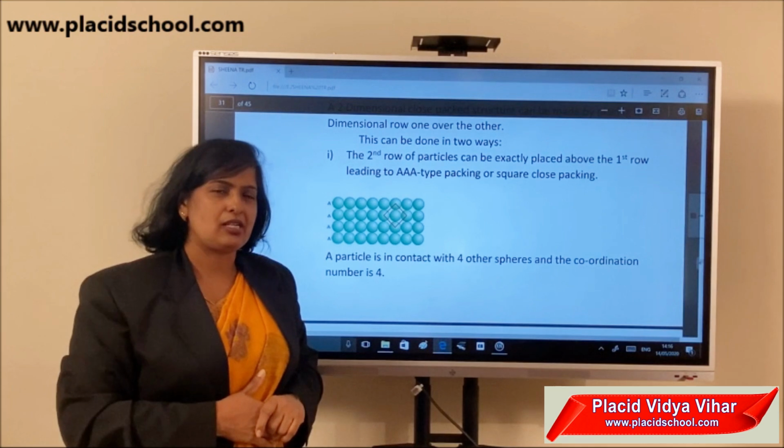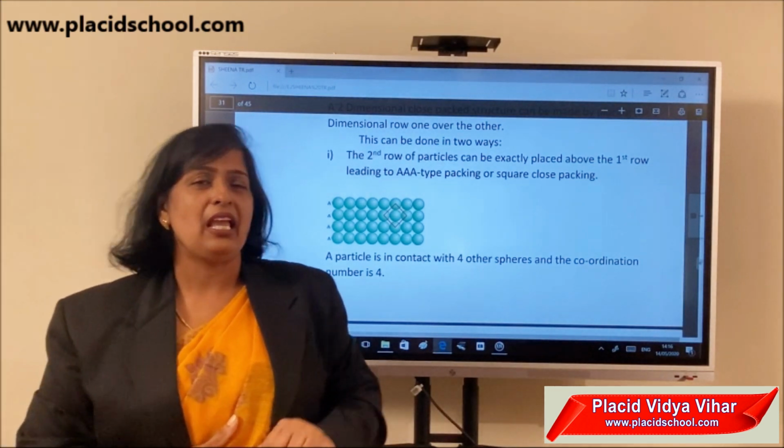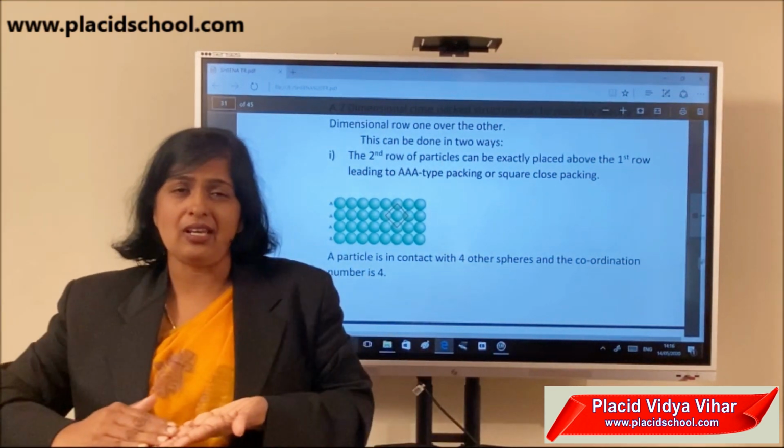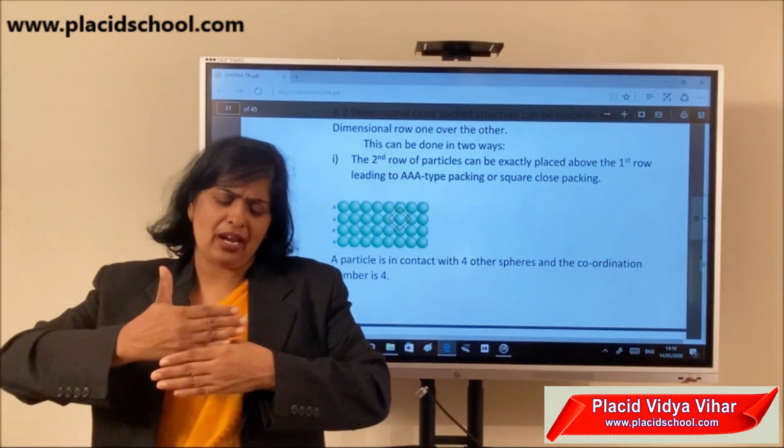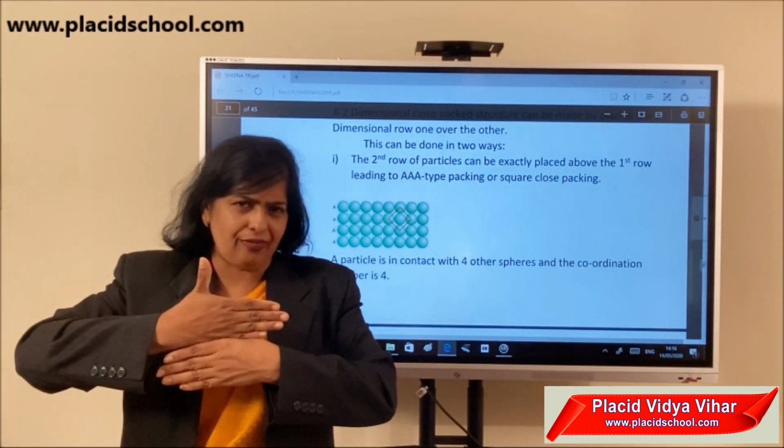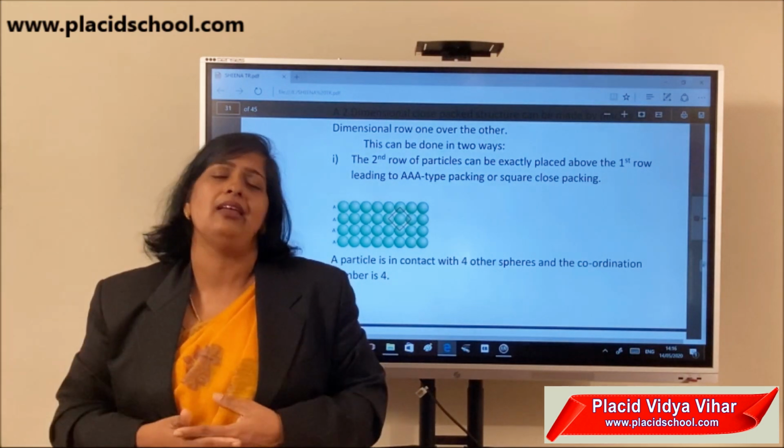So two-dimensional close packed structures are of two types. In one type, to a first layer, the second layer we keep exactly above the first layer so that both are vertically aligned.